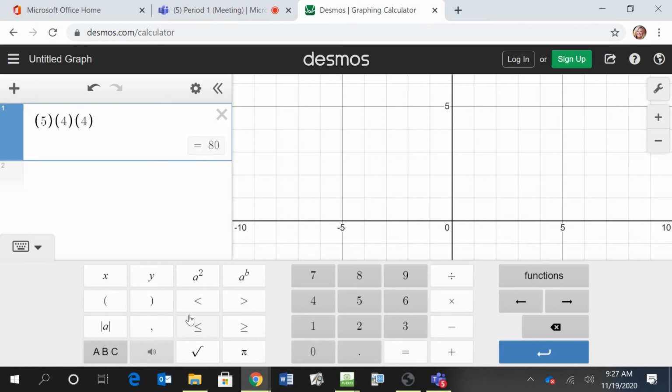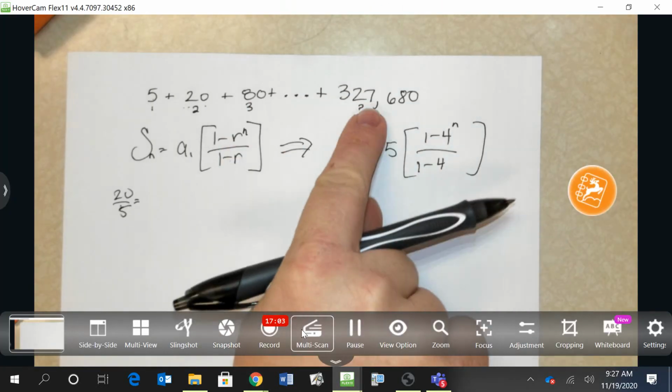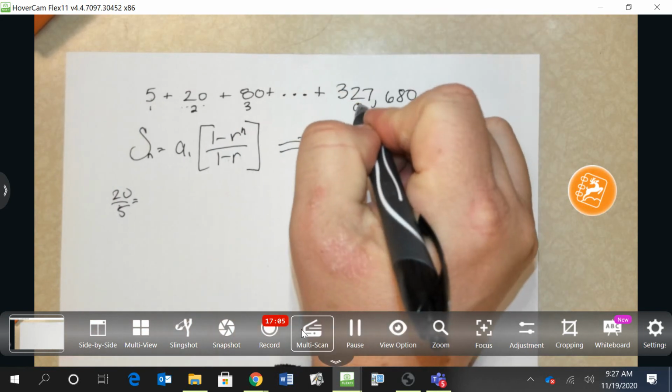Notice 80, so there's 3, 4, 5. I'm going to make sure I've counted it correctly. So I have 1, 2, 3, 4, 5, 6. So I'm up to 6, 7, 8, 9. Okay, it takes 9 different terms to get here. This is the 9th term.